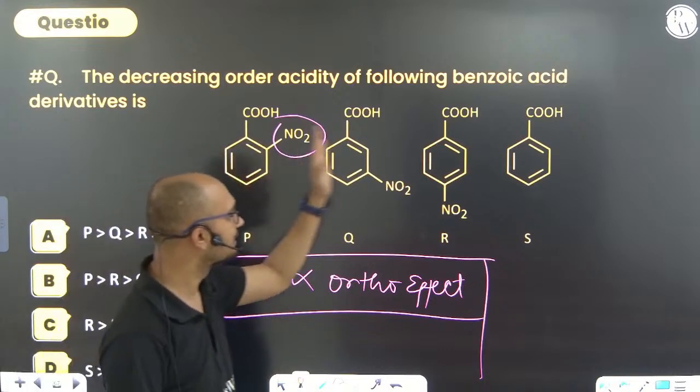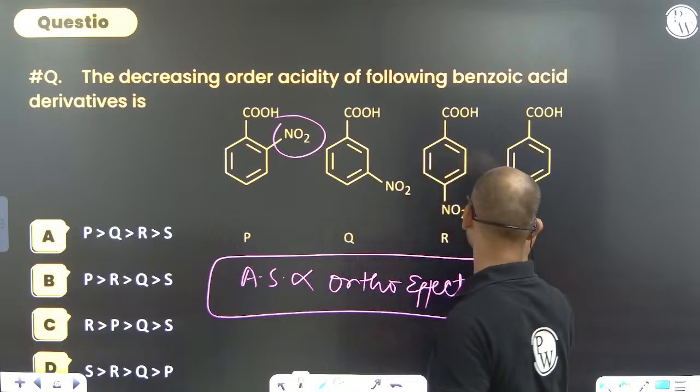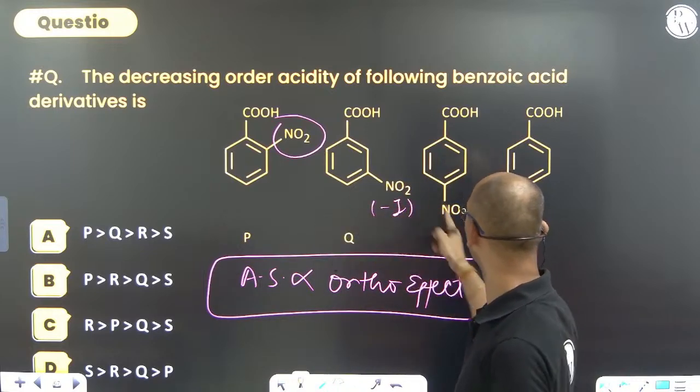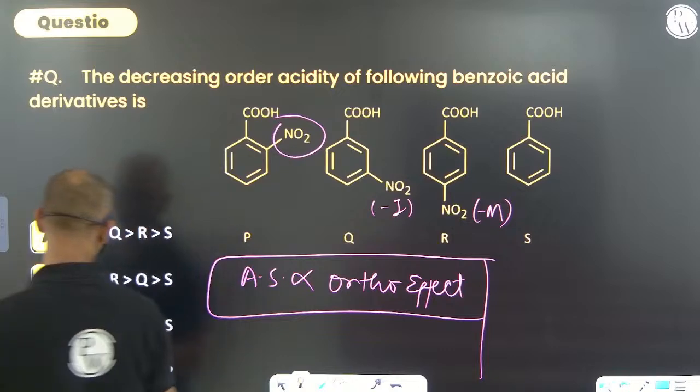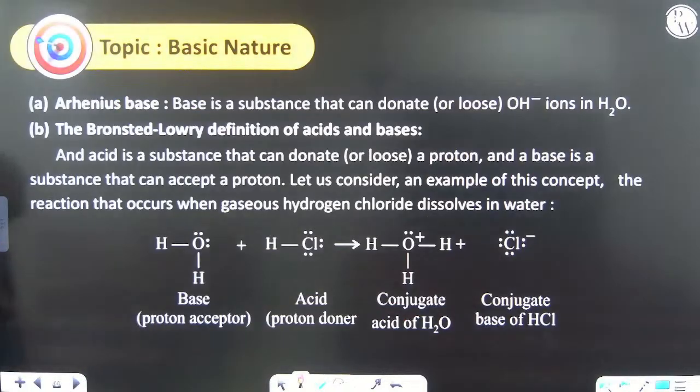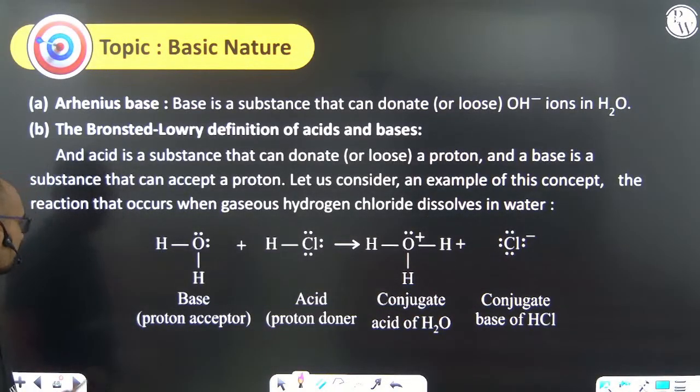So P is more. Then here it is minus M. Here it is only minus I. So P is more than R is more than Q is more than S. Option B. Basic nature, I hope I have already told you about basic nature, not a big deal.